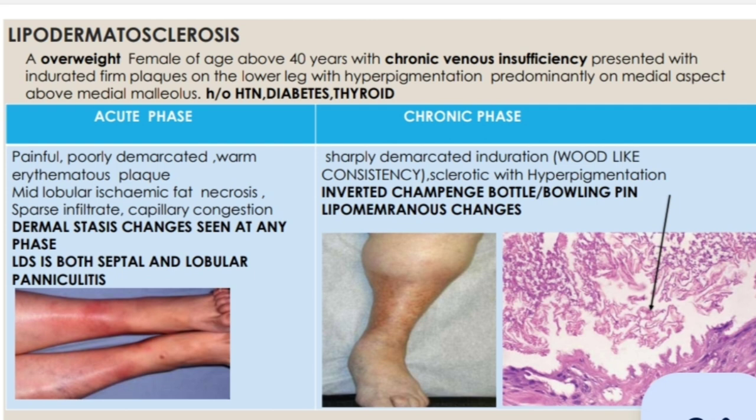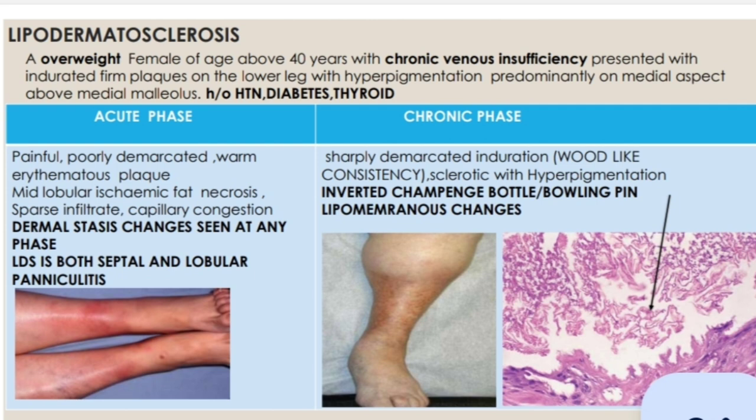Lipodermatosclerosis usually has two phases, acute and chronic. The acute phase presents with a painful, poorly demarcated, warm erythematous plaque. Histologically, there is mid-lobular ischemic fat necrosis with sparse infiltrate and capillary congestion with extravasation of erythrocytes, which leads to hemosiderin deposition that causes hyperpigmentation. Stasis dermatitis changes, in the form of thickened capillary walls, can be seen at any phase. Lipodermatosclerosis is considered to be both a septal and lobular panniculitis.